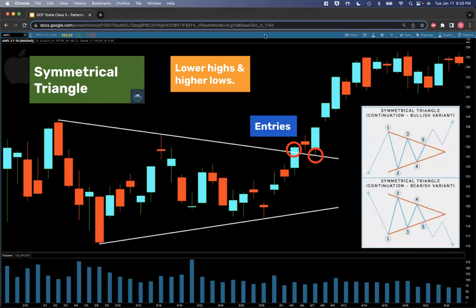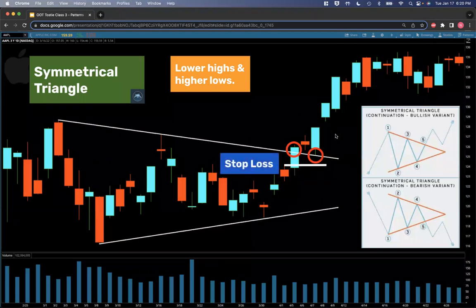So cool. That is how we would define our entries on this specific pattern, right? So that's great. But the most important part of every trade is going to be your stop loss. There's multiple ways to define a stop loss. Obviously profit is important, but even more important is what your risk is going to be defined as. You got to define your risk in some way, and there's multiple ways to do it.